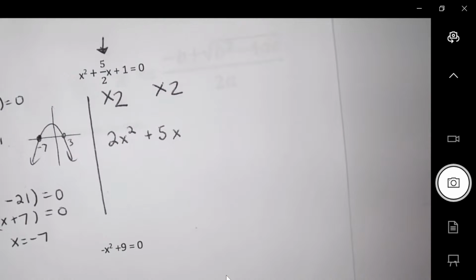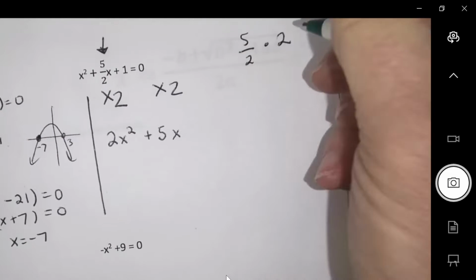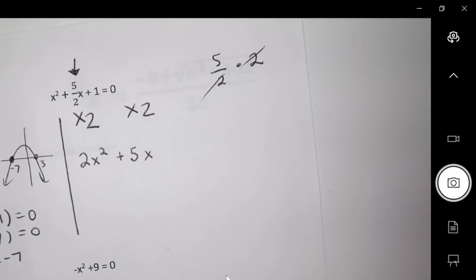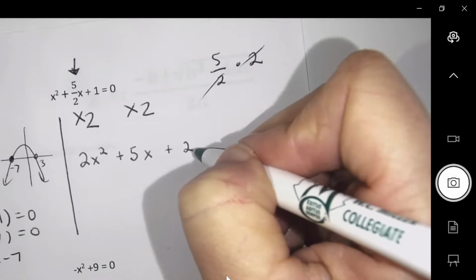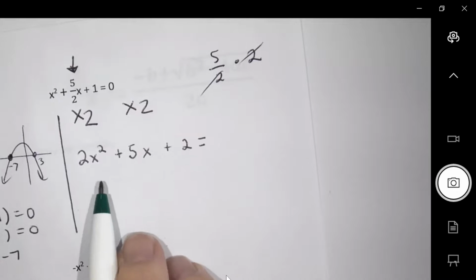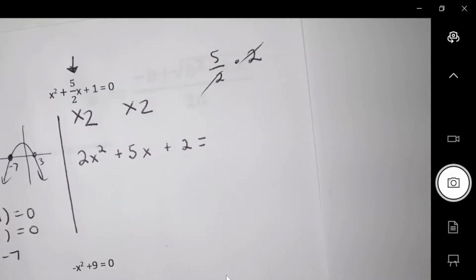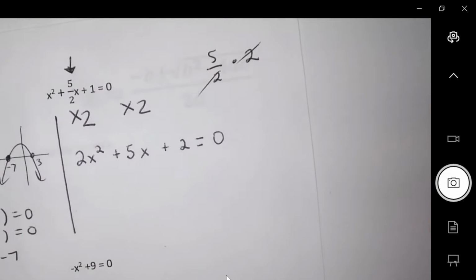Now it's just 5. 5/2, here's what I did. 5/2 times 2, right? And that's what happened. Okay, and then plus 2. Did you notice I did that to every part of it, all 3 parts of it? And then 0 times 2 is still 0, so that's good.